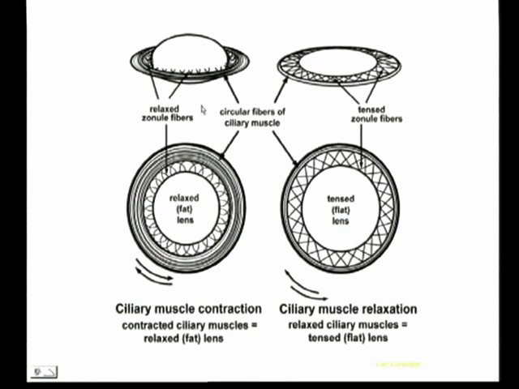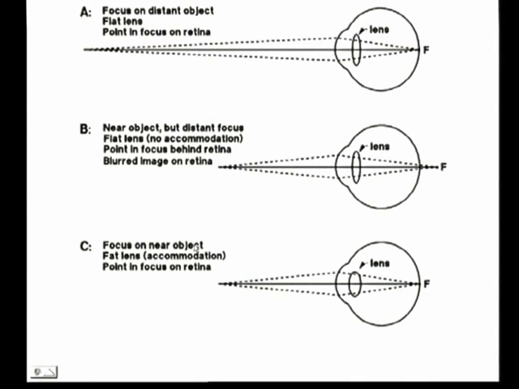Now, this really shows it pretty well. Right here, you can see a lot of tension on those zonular fibers. So this is a normal situation. And you can see it's flattened. This lens is pretty flattened. Then, if you release the tension on these zonular fibers by contracting the ciliary muscles, the lens is going to have a natural tendency just to round up. So this would be when things are moving towards our eye and we want to accommodate so that we can read.